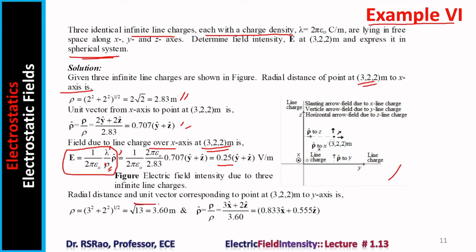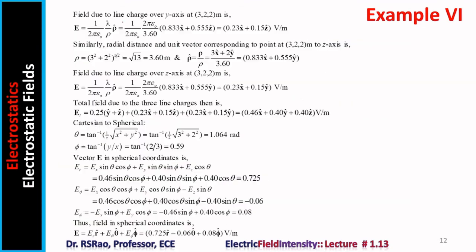Radial distance and unit vector corresponding to the point to the y-axis: rho is the square root of 3 squared plus 2 squared. Rho cap is of course vector rho by rho. This is the field point and the line charge is over the y-axis. Field intensity substitution results in 0.23 x cap plus 0.15 z cap.